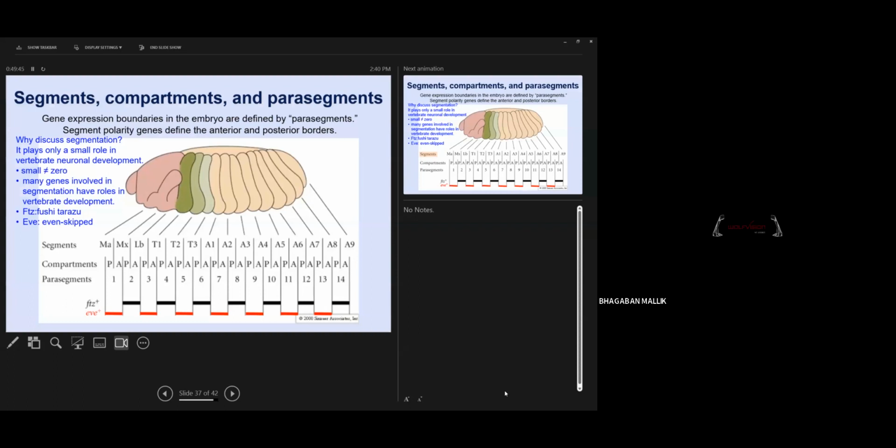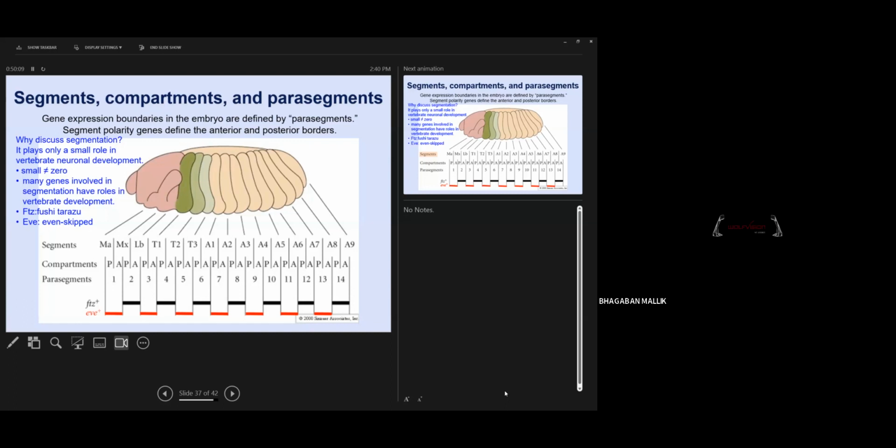Now we'll come to the segmentation in Drosophila. Humans or other mammals don't have this kind of segmentation. The insects have segmentation. In Drosophila the body is divided into 3 different segments: one is the head, then thorax and abdomen. Again, each segment is subdivided into other segments. Like the head is divided into 3 segments.